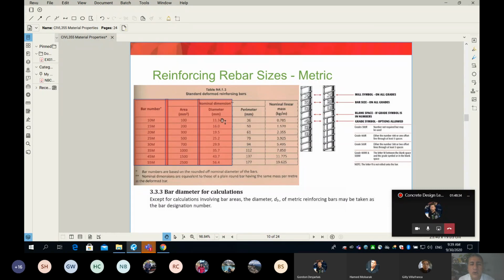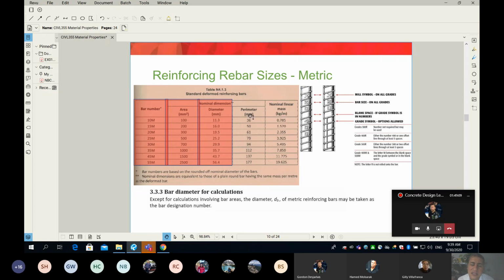Now, some of you think, okay, 10M is 10M, the diameter is 10 millimeters. That is not true. What you see on the third column is the actual diameter of the bar. 10M is how we call the bars on my drawing, but the actual diameter is not 10 millimeters, it is 11.3, and if you go through, you will see there is a little bit of difference. So the 25M, for example, is not exactly 25 millimeters, it's 25.2.